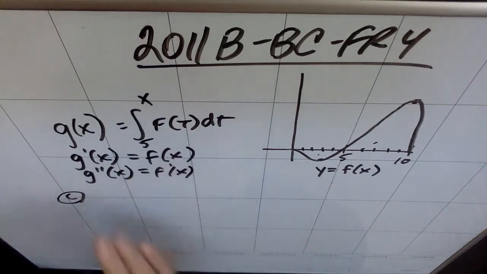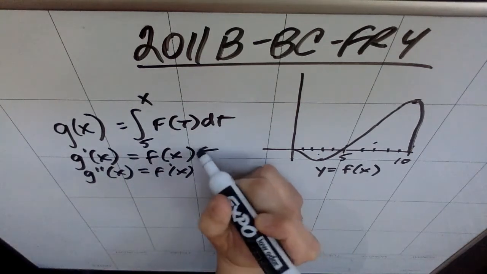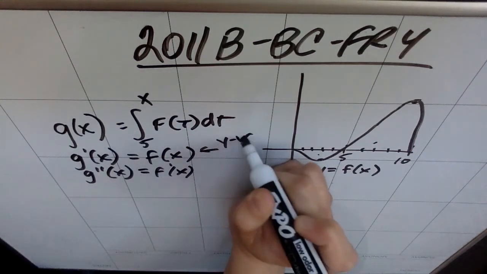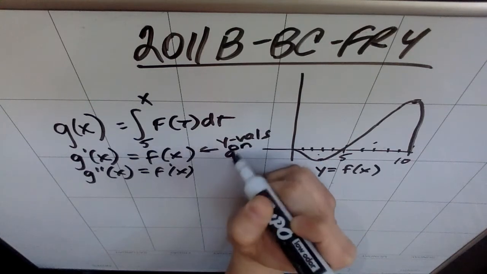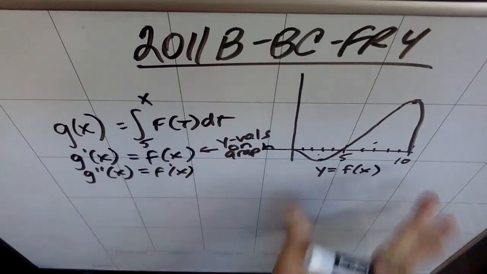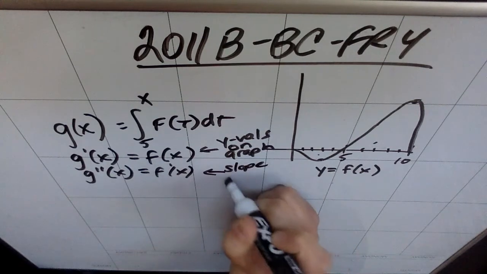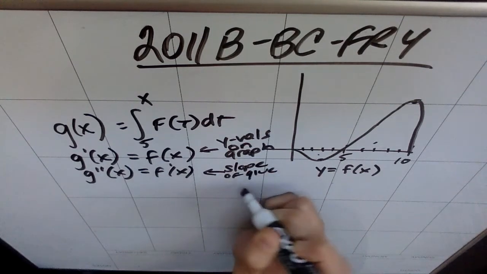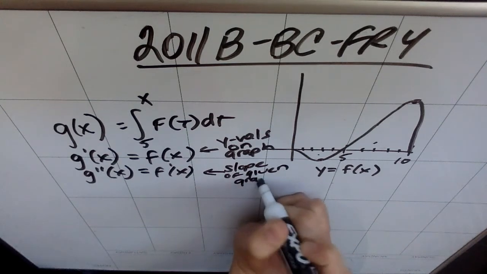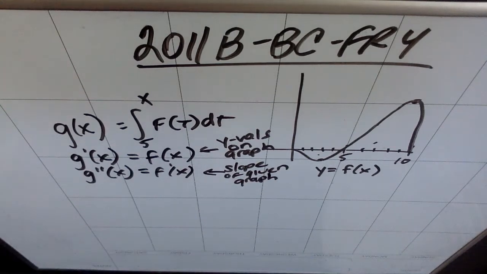So what I want you to notice here is that the relationship is that g prime is the y values on the graph, right? G prime is f, which is the y values on this graph, and g double prime is the slope of the given graph, right? Because f prime should be the slope of f, so the slope of the given graph.